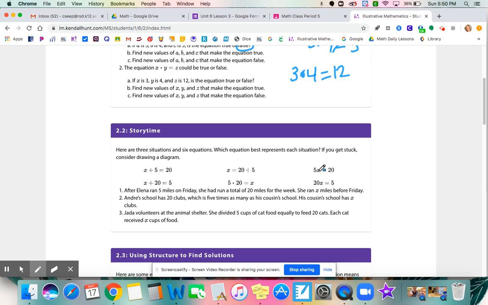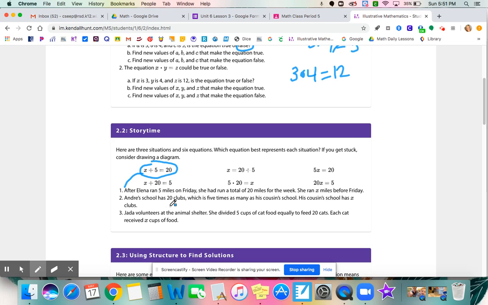I always recommend to students to give it a value. Let's think about it. So Elena ran 5 miles on Friday, and then she had a total of 20. So with this one, if I have 5 and I'm going to get to 20, I already know what X should be. And X to me would be 15, because 5 miles plus 15 miles is how I would get a total of 20. So that means I need to do 5 plus the X to get to the 20. And so this first one here, her miles she ran before, the 5 she ran to get her total of 20, would go with number 1.